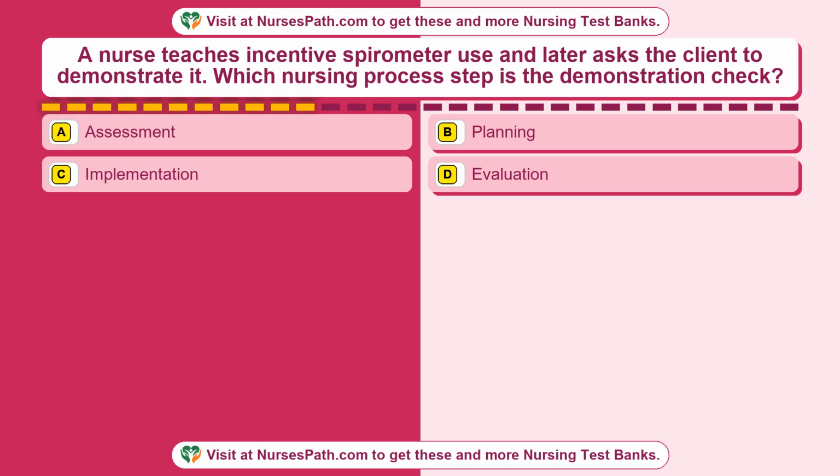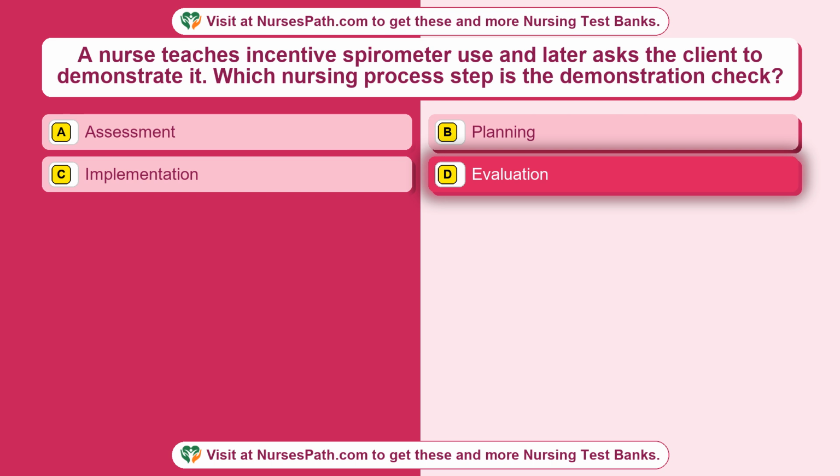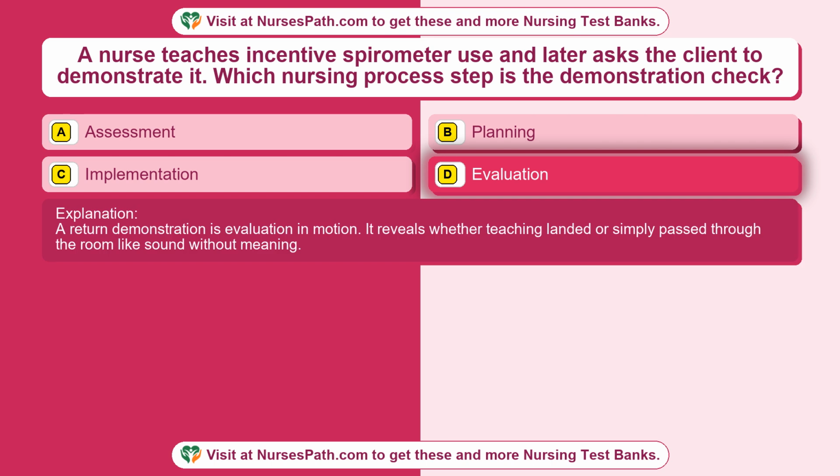Option A. Assessment. Option B. Planning. Option C. Implementation. Option D. Evaluation. The correct answer is option D. Evaluation. A return demonstration is evaluation in motion. It reveals whether teaching landed or simply passed through the room like sound without meaning.